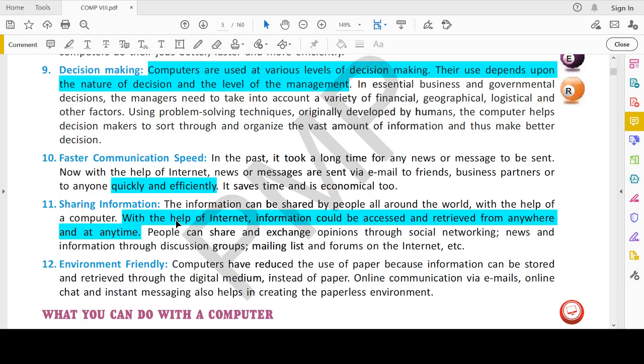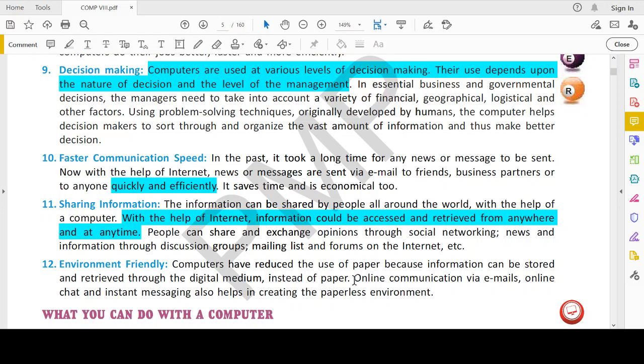Next is environment friendly. You can use computers to protect the environment. Computers have reduced the use of paper because information can be stored and retrieved through digital medium. So when you store the information on digital medium instead of paper, you are reducing the use of paper, which is made from the pulp of the tree. So you are saving the trees, means you are saving lives.